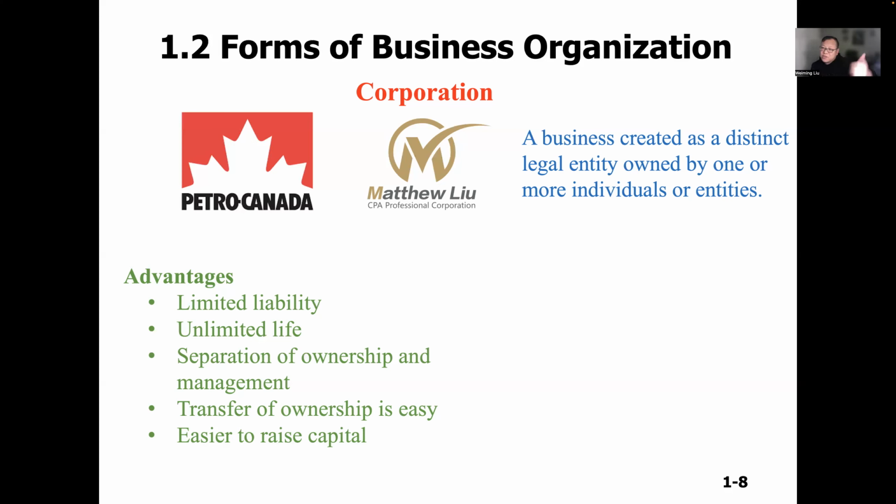If you think about the sole proprietorship and the partnership, you are the boss, nobody can fire you. Nobody can fire you.